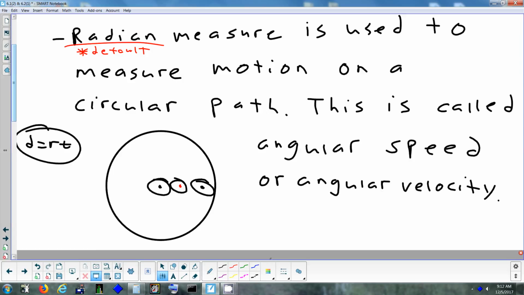And that's a problem. We don't want to have to describe the speed of these as three different speeds, depending where you are on the disk. So that's why we just use angular speed, and we can just say they all made one revolution in, say, two seconds. All of them have that exact same speed. So it gives us a way to describe the speed of something spinning, no matter where you are on the disk, as the same. Any question on that?